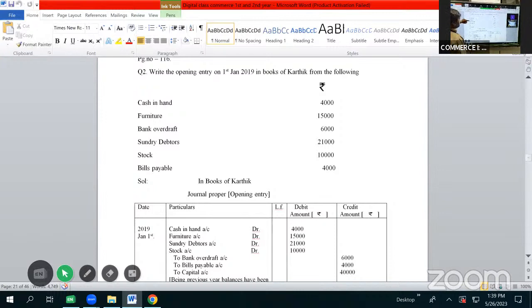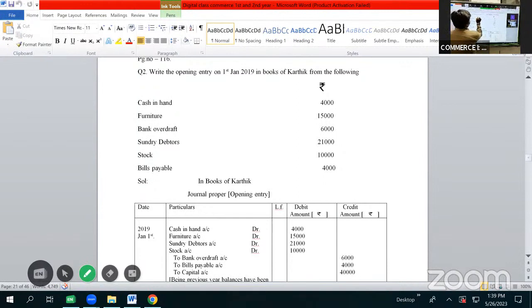Here we have cash in hand, furniture, bank overdraft, sundry debtors, stock, bills payable. So here I will be giving you 5 names. Those fall under the category of liability and will always have credit balance. So we need to remember those 5 names so we can easily solve the problem and score 2 marks for this. So these are those 5 names I'm writing here.